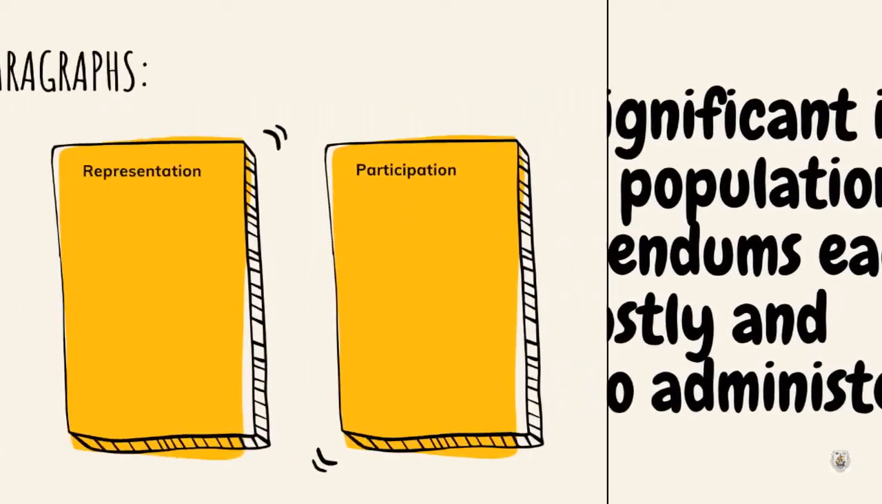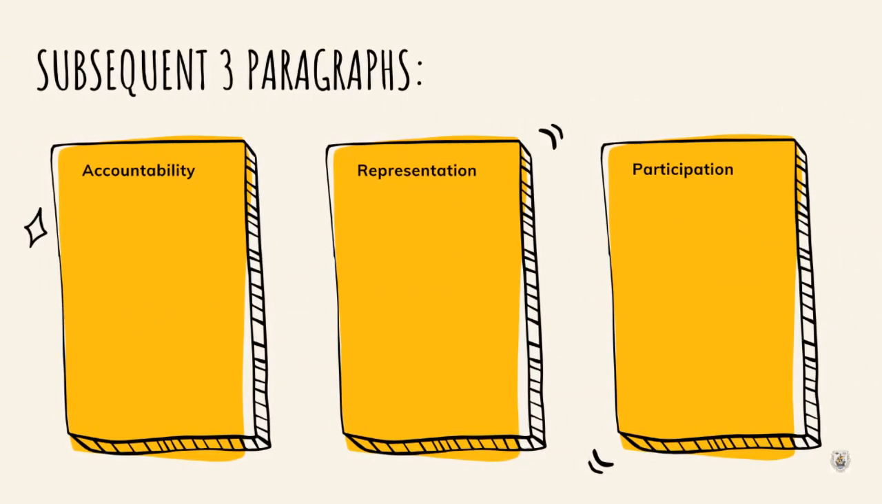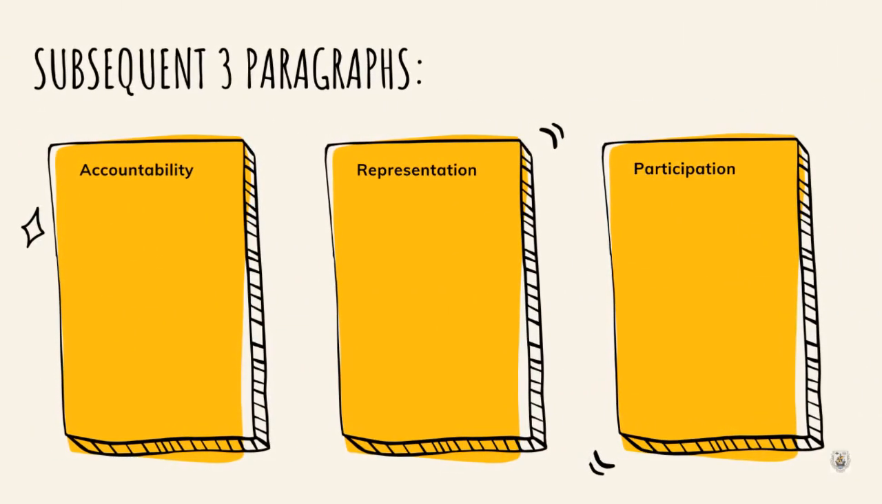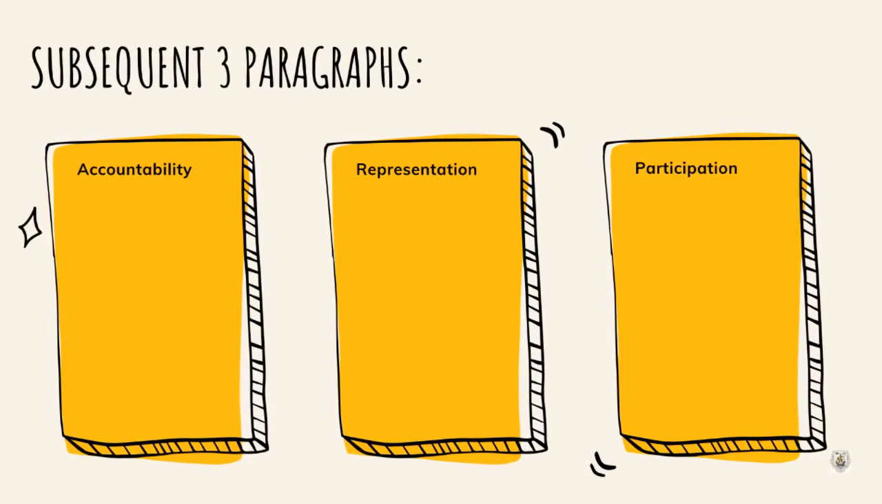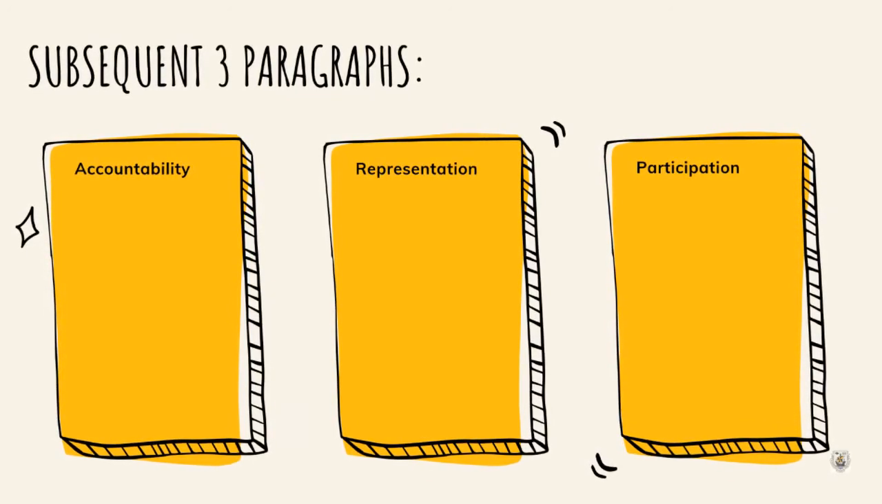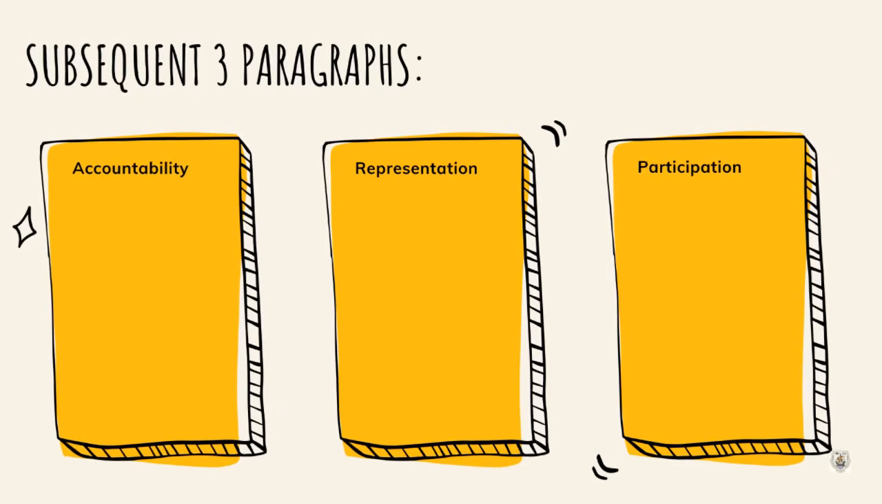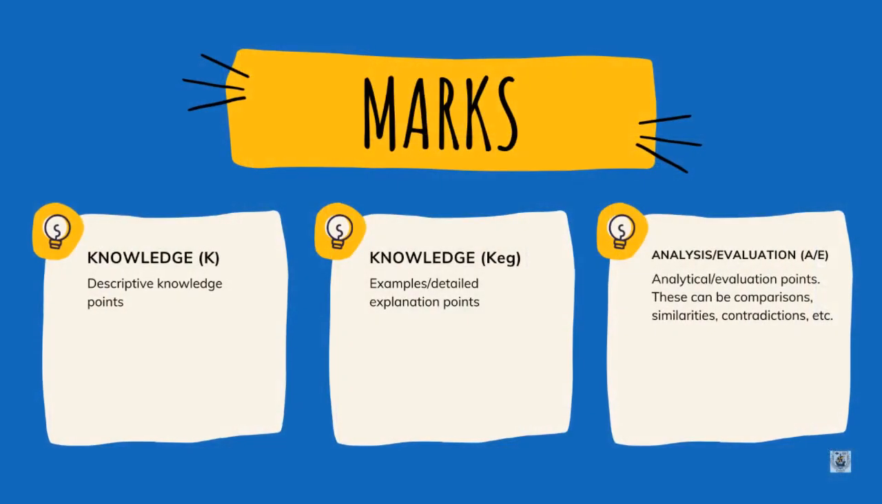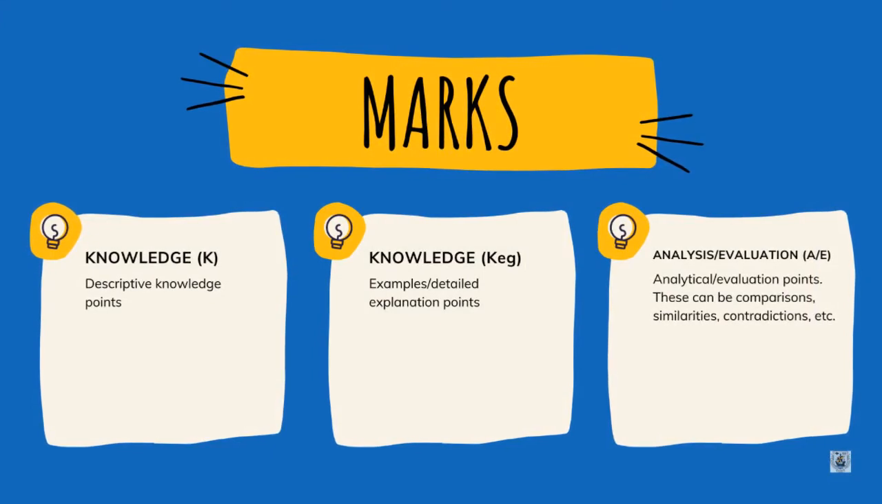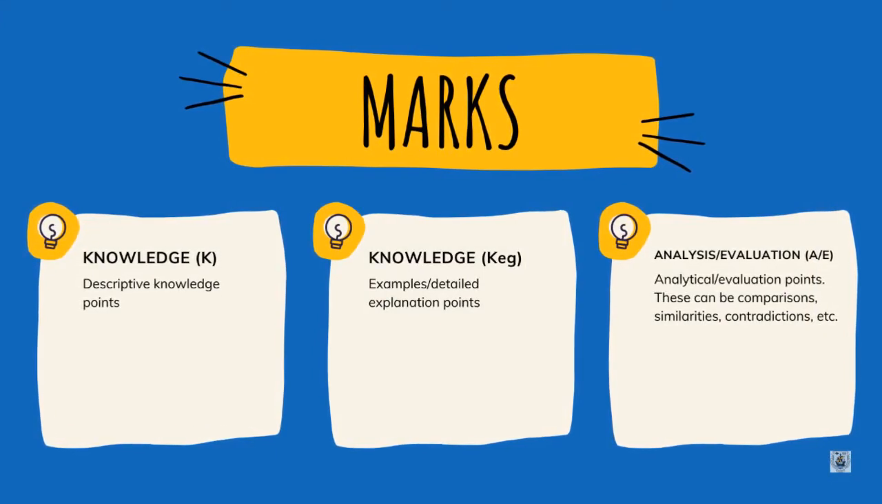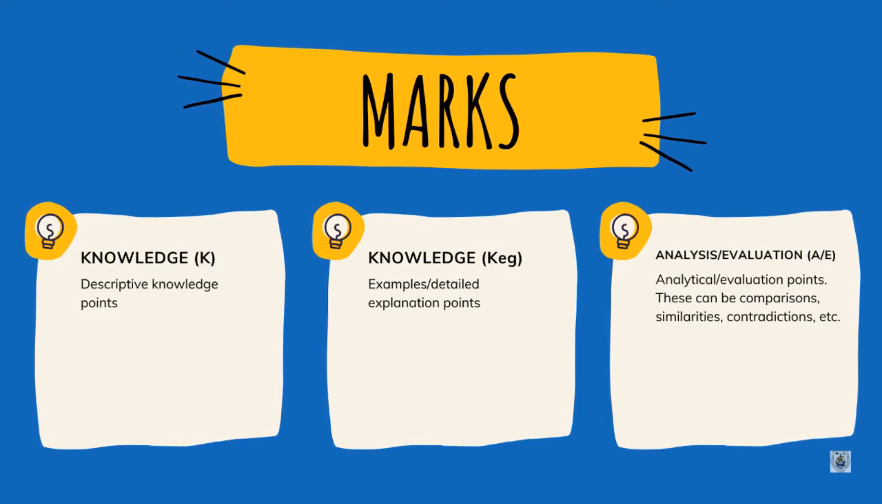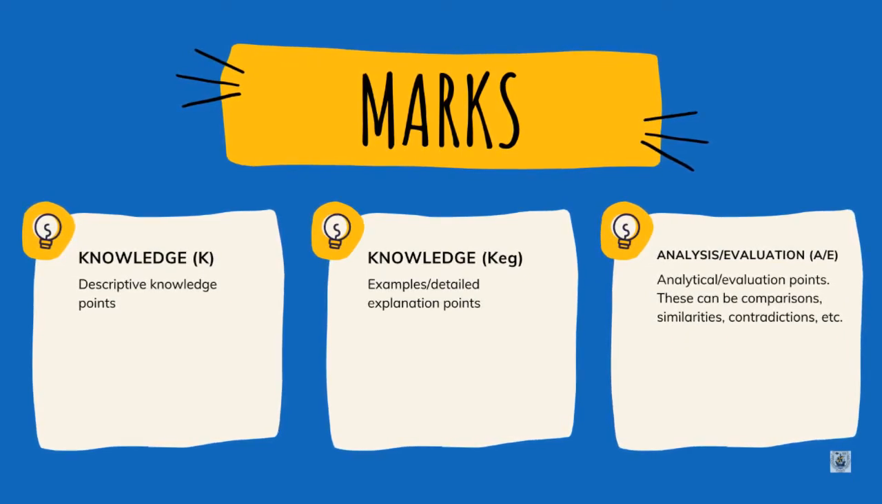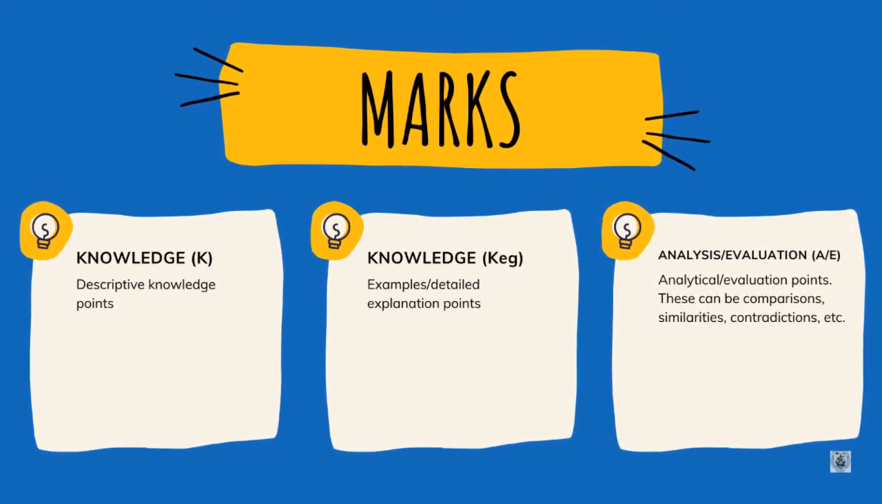to administer. Of course, these points about practicality are not fully formed, they're just an example of how you could get started. The subsequent 3 paragraphs will offer a separate discussion about accountability, representation, and participation. In terms of the marking scheme, you should aim to write 4 descriptive knowledge points, 4 example points, and 6 analysis or evaluation points.